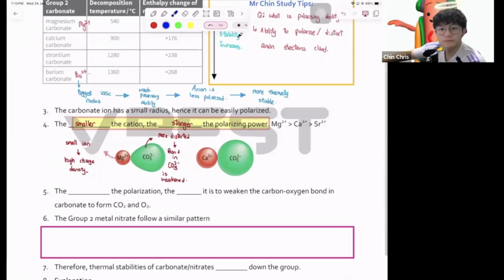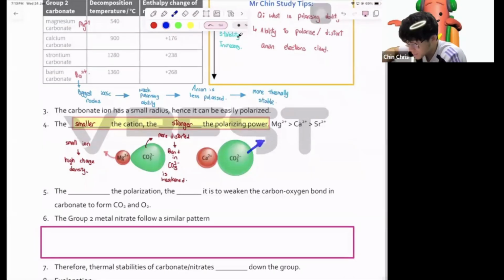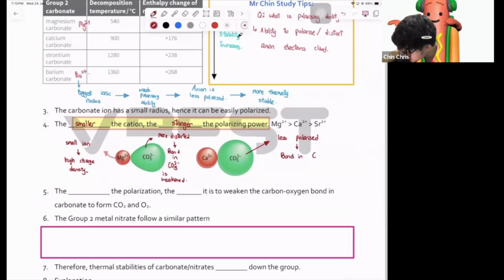Okay, and guys, let's look at your cation for Ca2+. Do you see that your cation for Ca2+ is slightly bigger? So for this part, your CO3 2- is less polarized, am I right? So when it's less polarized, the bond in your CO3 2- is weakened less, am I right?